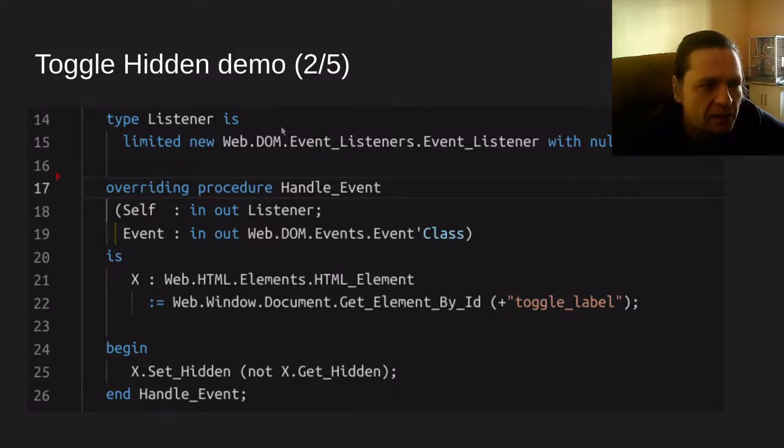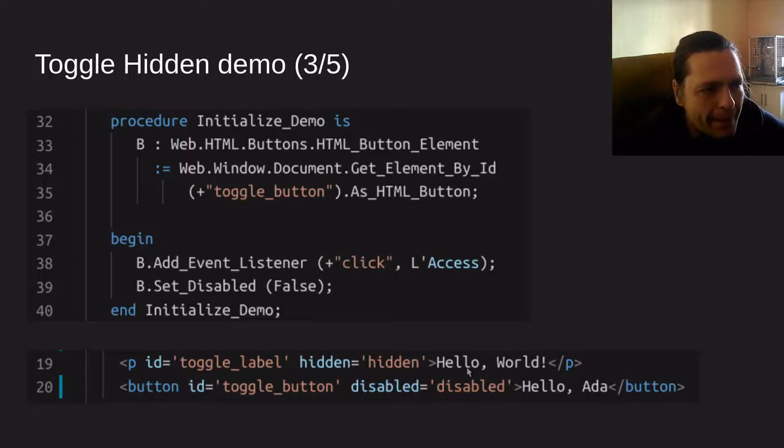On the other side, we declare a listener that will react to a click event. This handler will find the paragraph by ID and set the hidden property on this element to false. To initialize the demo, we provide the procedure Initialize_Demo that finds the button, attaches a listener to this button, and enables the button.